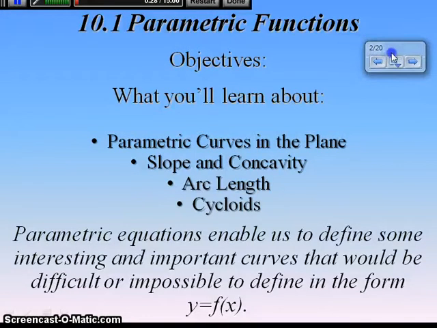Now, today we want to revisit parametric functions. This is obviously a topic that we have discussed in pre-cal, and we've even mentioned in calculus a little bit thus far. But we want to look specifically at how calculus does play into parametric functions. We will review parametric curves in a plane. We'll talk about derivatives of parametric functions, slope and concavity. We'll then discuss arc length, and then we'll end up with a topic called cycloids. Alright? Let's begin.